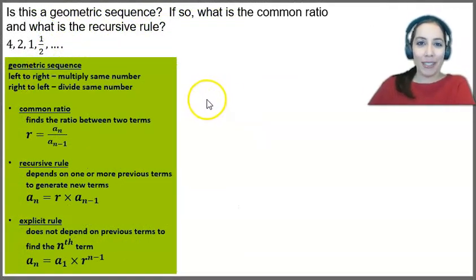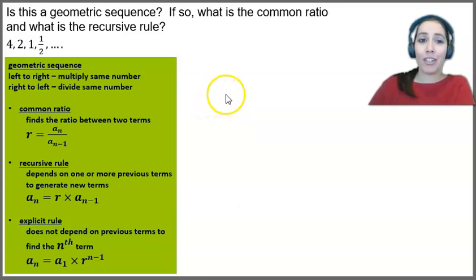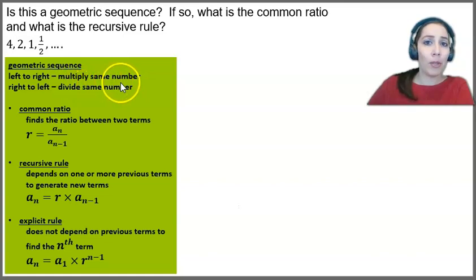Now that we have Chloe's tips and tricks, let's go ahead and determine if this is a geometric sequence and find the common ratio and the recursive rule if it is. So in order to determine if it's a geometric sequence, Chloe let us know that when you're moving left to right in the sequence, you have to multiply the same number between consecutive terms, or if you go right to left, you have to divide the same number.